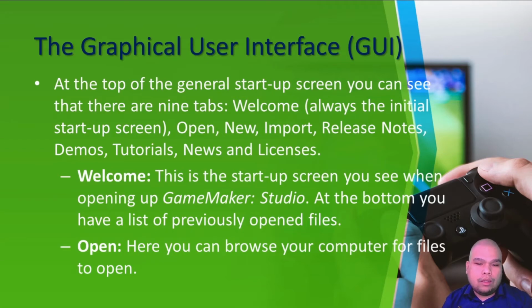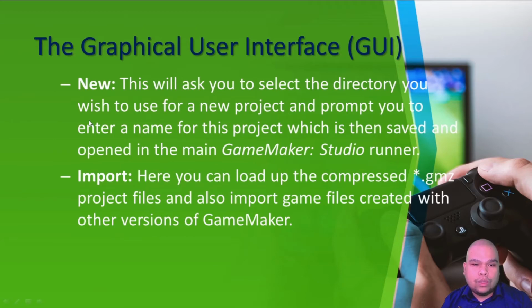Open. Here you can browse your computer for files to open. Let's say, for example, you have previous GameMaker files that you want to open. We also have new. This will ask you to select the directory you wish to use for a new project and prompt you to enter a name for this project, which is then saved and opened in the main GameMaker Studio runner.